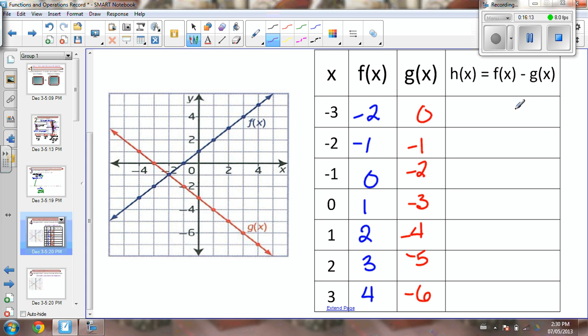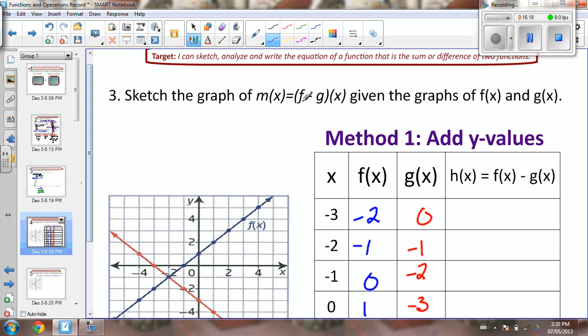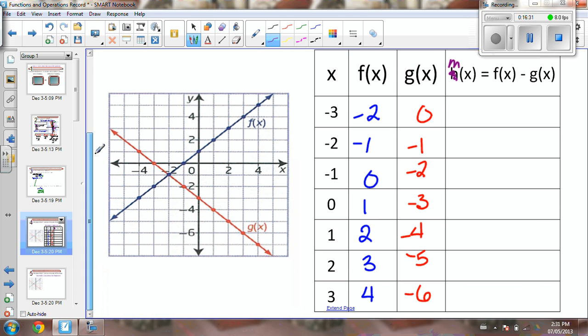Now in order to find our h of x values, since we're finding the h of f minus, sorry, not h of x, m of x. Since we're finding our m of x values, f minus g of x, we simply take our y value on f of x minus our g value, our y value on g of x. So when I take negative 2 minus a 0, I wind up with negative 2.